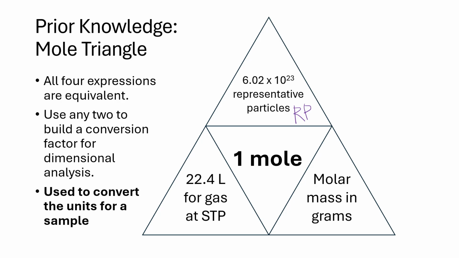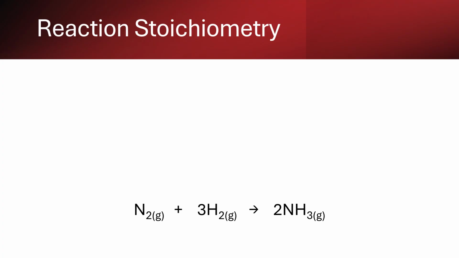in the chemical formula. So we've spent some time working on mole conversions where we just take a single sample of a substance and we convert it between grams, moles, particles, and liters. This is going to be just one piece of our new reaction stoichiometry calculations. And we're going to be using these mole triangle conversions to convert the units of our sample.